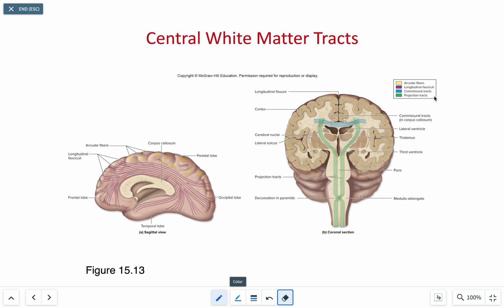And the next one is going to be the projection tracts. The projection tracts are the green. So these are myelinated axons that are leading from the spinal cord up to the cerebral cortex. These projection tracts are going to link the cerebral cortex to the inferior portion of the brain, including the brainstem, and then we're going to see it connecting into the spinal cord. These corticospinal tracts are carrying motor signals from the cerebrum to the brainstem and down, and they're also carrying sensory information up through the brainstem.